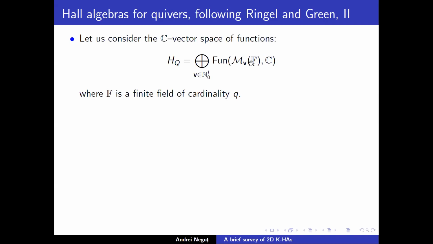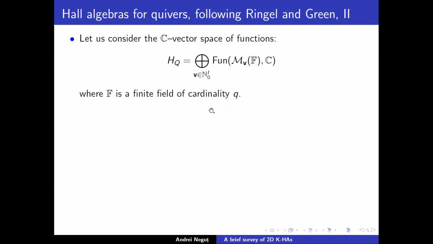And if you have a finite set, you can consider the vector space of complex valued functions on this finite set. So basically, what an element of this thing I call H_Q is, it's nothing more than a linear combination of closed points of MV(F) with complex coefficients. So in other words, a linear combination of isomorphism classes of quiver representations with complex coefficients. So far, it's a vector space over C.